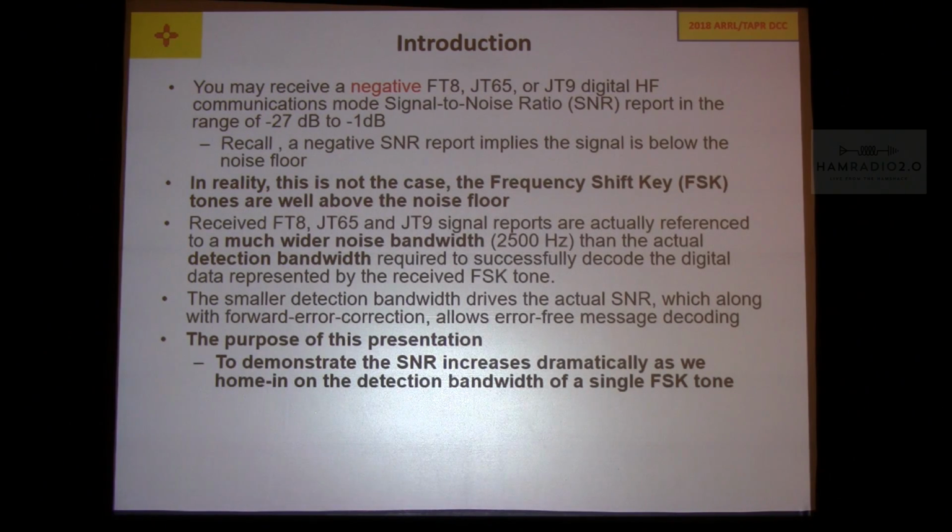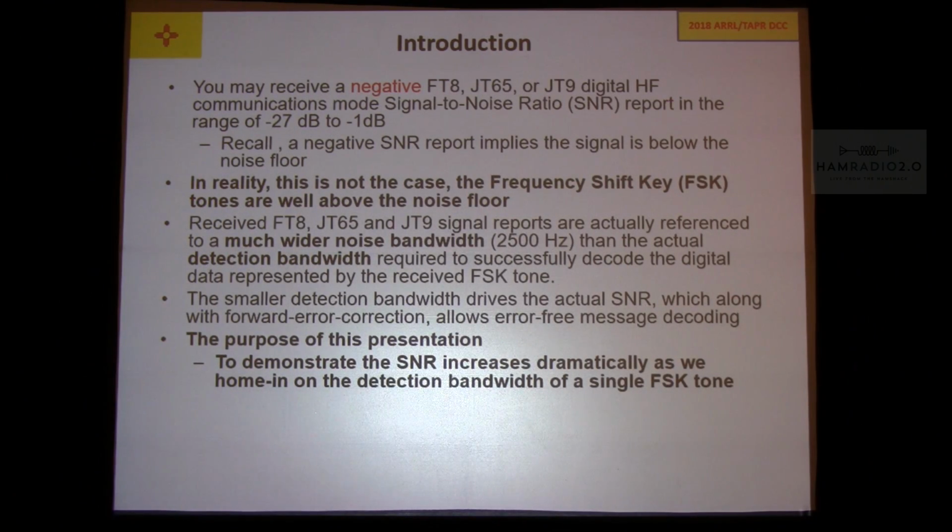So as you see on this slide, you may have received a negative FT8, JT65 or JT9 digital HF communications mode signal to noise ratio report, typically in the range of -27 to -1 if you're one of those operators. And recall, of course, that the negative signal to noise ratio report implies that the signal is actually below the noise, when in reality this is not the case. The frequency shift key tones are actually well above the noise. You see, the received FT8, JT65, and JT9 signal reports are actually referenced to a much wider noise bandwidth, which is 2500 hertz, than the actual detection bandwidth that you require to successfully demodulate the digital data represented by the frequency shift key tone.